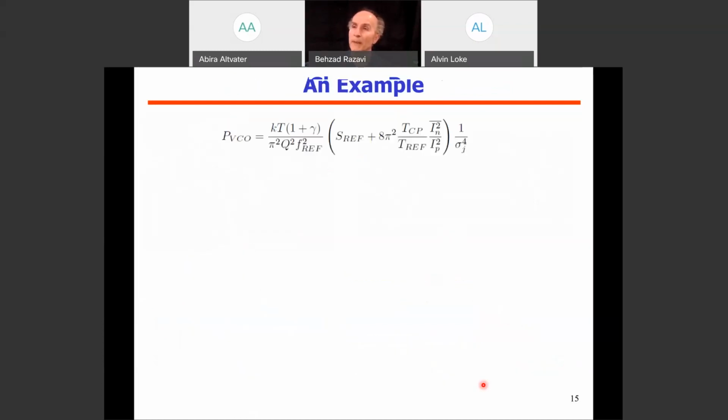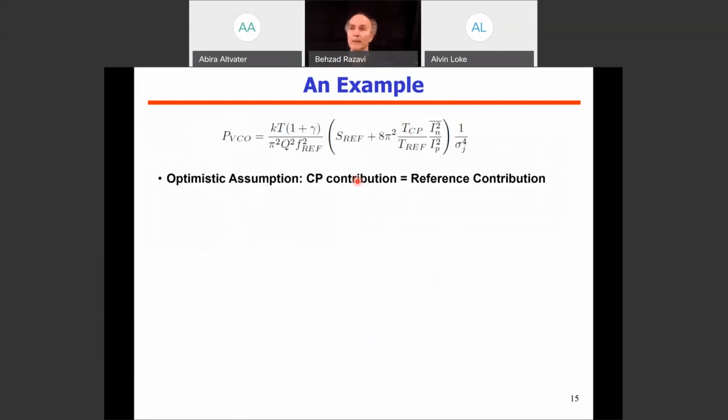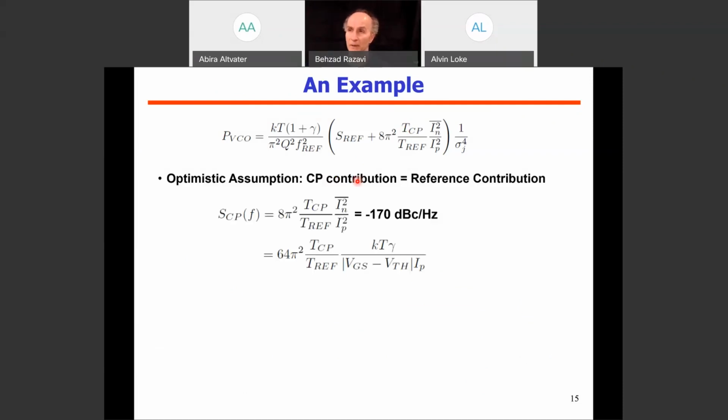Okay, suppose that I would like the charge pump contribution to be just equal to the reference phase noise. That's not very desirable, but let's just do that. So our reference phase noise has been minus 170 dBc per hertz. So we can equate the charge pump contribution to minus 170.